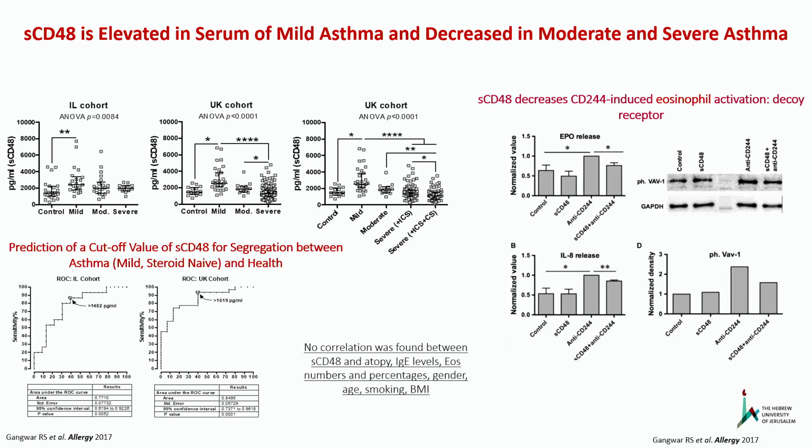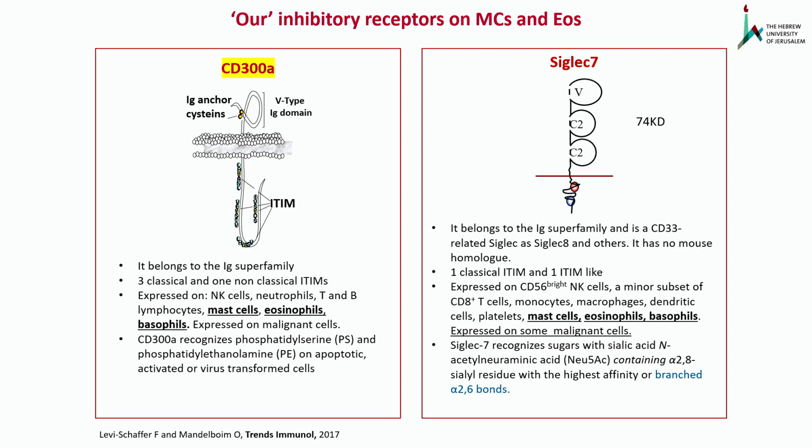And we found that soluble CD48 is a decoy receptor for 2B4, as shown, for example, here on eosinophils. If you stimulate eosinophils with an activating 2B4 antibody and you add soluble CD48, you have less EPO release, less IL-8 release, and less VAV phosphorylation. So there is a physiological function of soluble CD48 that is not produced in severe asthma and is not produced enough by the mild asthmatic. I will try to finish because of the time.